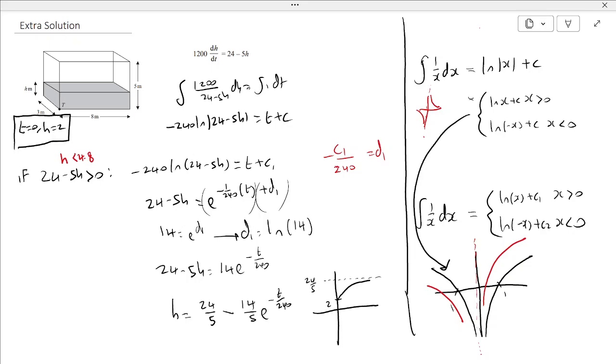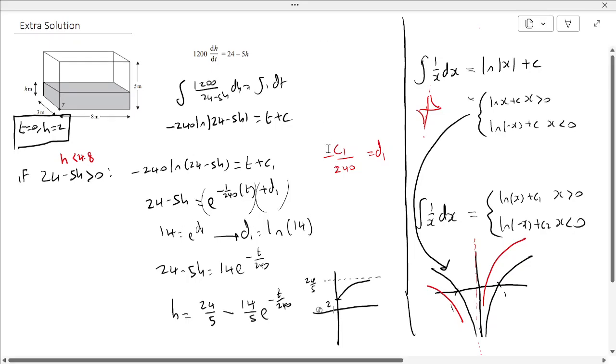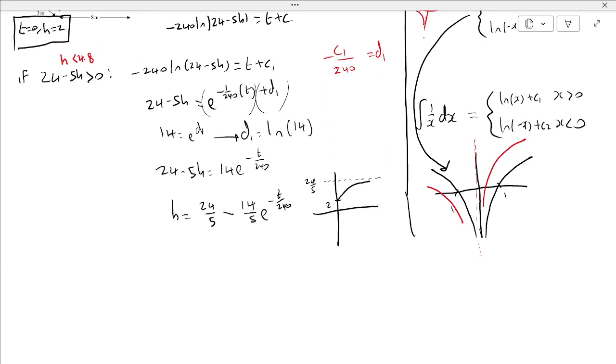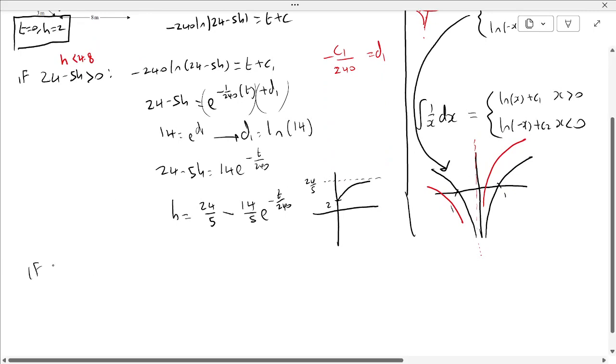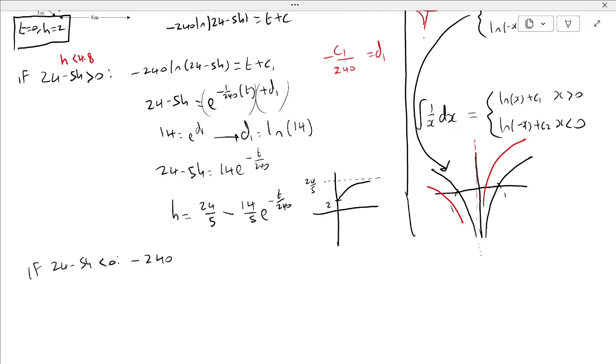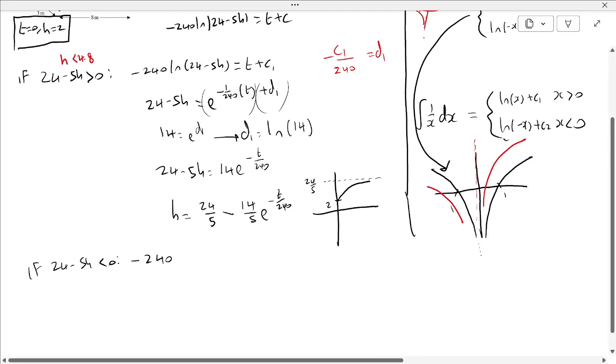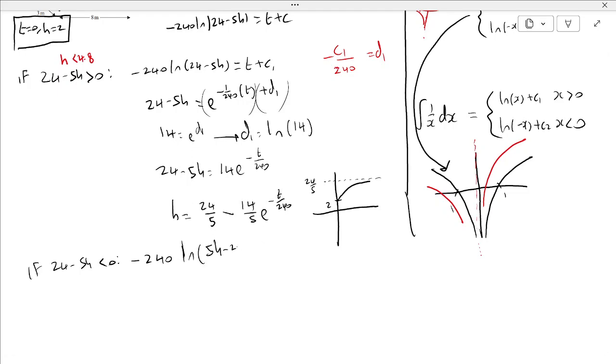So what happens now is the interesting part, right? If 24 minus 5h was less than 0, I would take the opposite part of the solution. So I wouldn't do the log of x, I would do the log of negative x, right? You can't take the logarithm of anything negative. So I do ln of not 24 minus 5h, but 5h minus 24. And it'd be a different constant, b2.